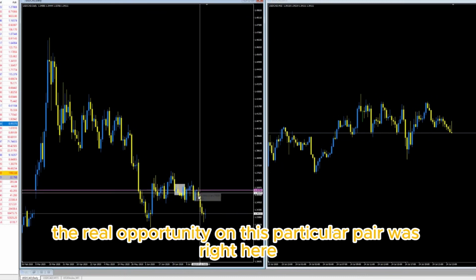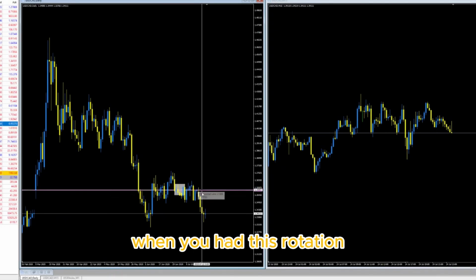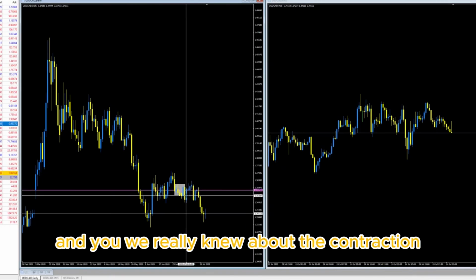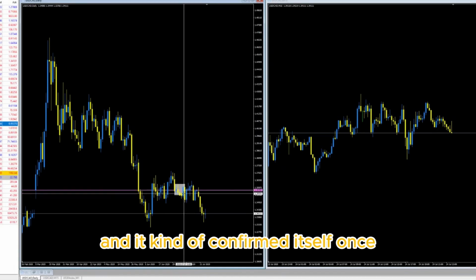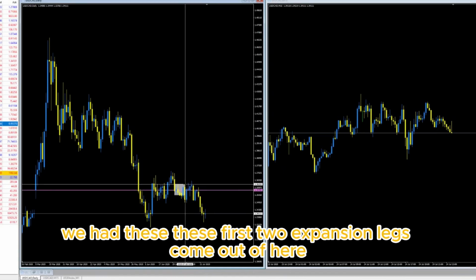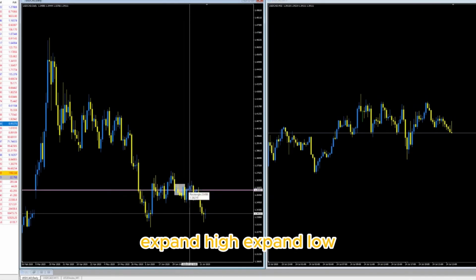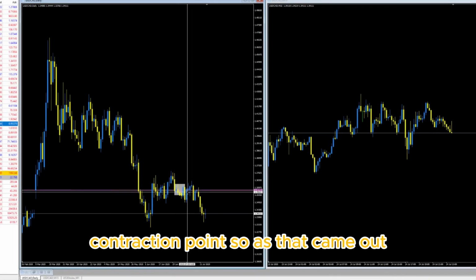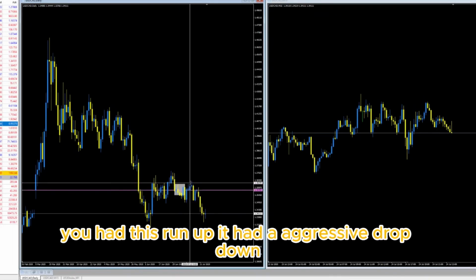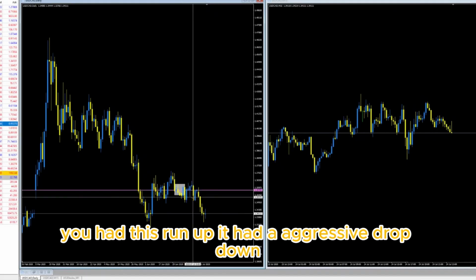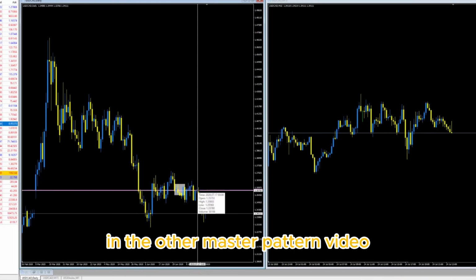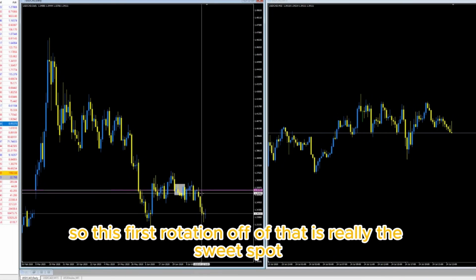The real opportunity on this particular pair was right here when you had this rotation. You'd see the price whipped back and forth out of that. And we really knew about the contraction, and it confirmed itself once we had these first two expansion legs come out of here, expand high, expand low, and then that pointed back to this being the really sensitive contraction point. As that came out, you had this run up, an aggressive drop down, the price moved up, and that's that settling that we talk about in the other master pattern video. That happened right there. So this first rotation off of that is really the sweet spot.